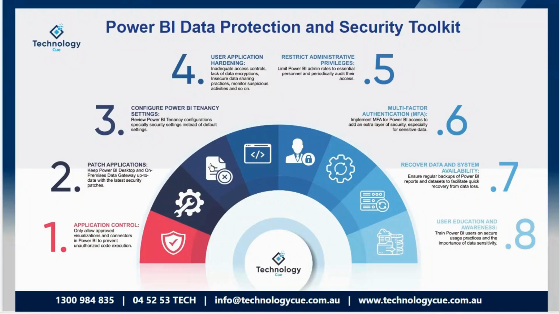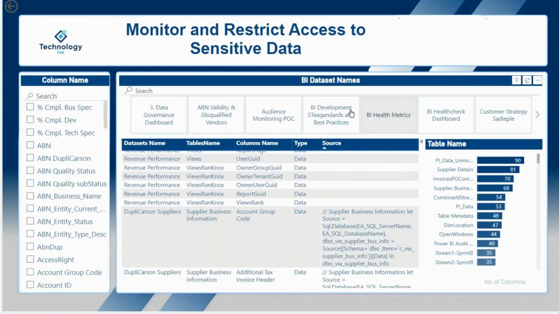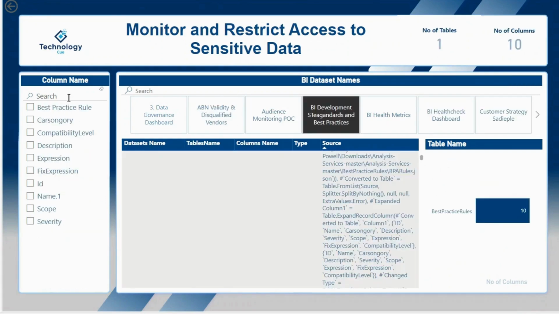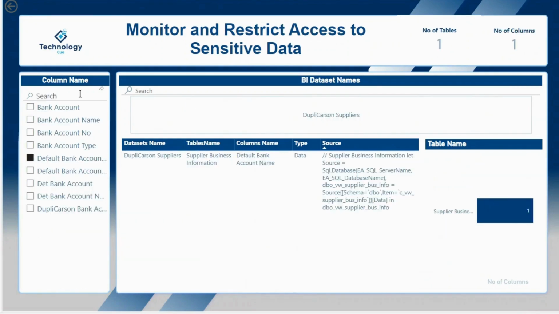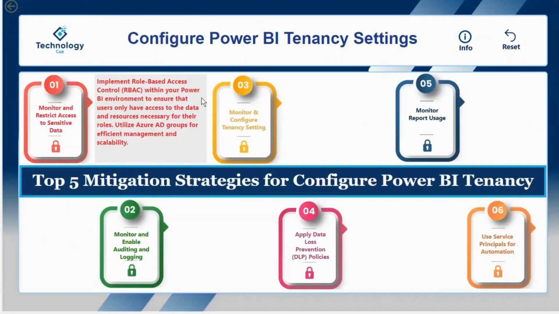Speaking of sensitive information, let's explore how our toolkit protects it with Monitor and Restrict Access to Sensitive Data. Designed to protect sensitive information, this report identifies reports with sensitive data and allows you to restrict access if required. By enforcing strict access controls and tracking data interactions, you can prevent unauthorized use and comply with data protection laws.